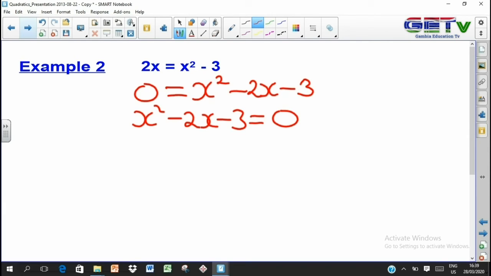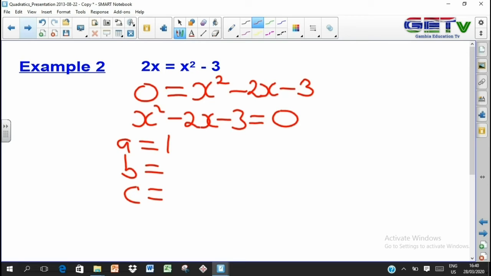Yes, it is. What next are you going to do since the equation is in standard form? We are going to identify the value of a, the value of b, and the value of c. This will help us to substitute into the equation and solve to get the answer to the question. What is the value of a? The value of a in this equation is 1.